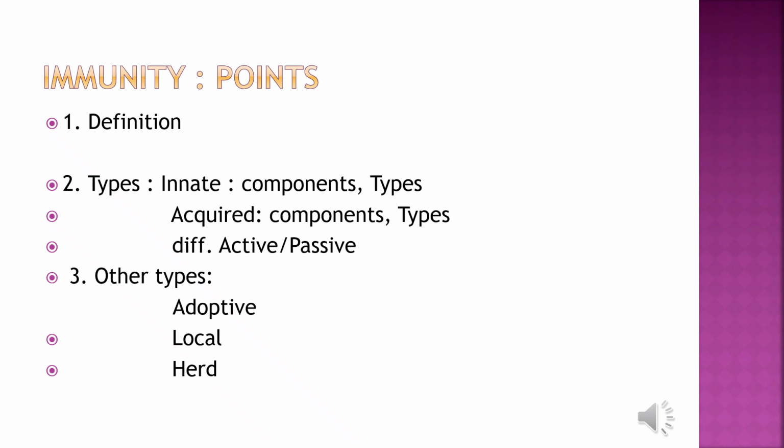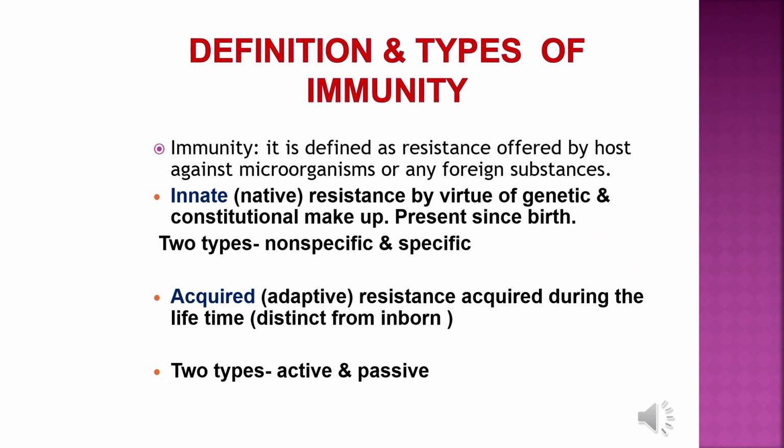What are the points? Definition, types, whether it is innate or acquired, and then different types like adaptive, local and herd immunity. So first we will see the definition. It is defined as resistance offered by the host against microorganisms or any foreign substances. Then what are the types?